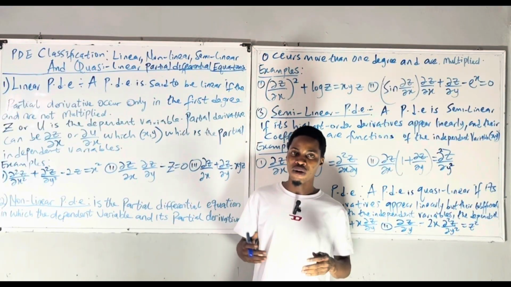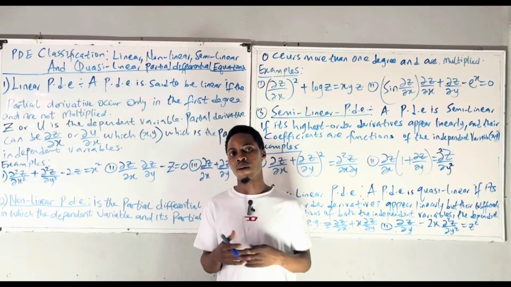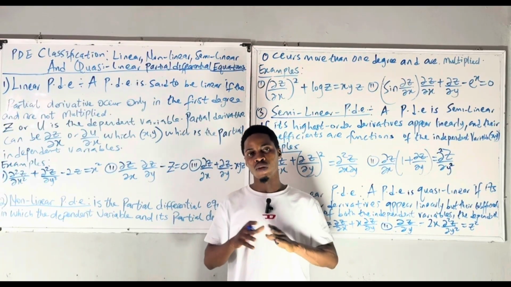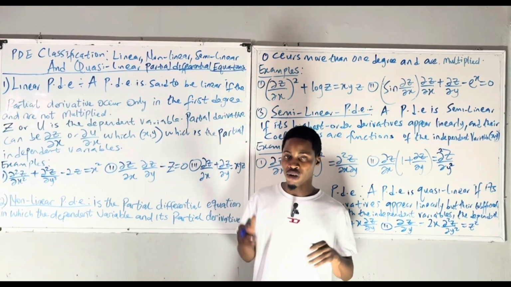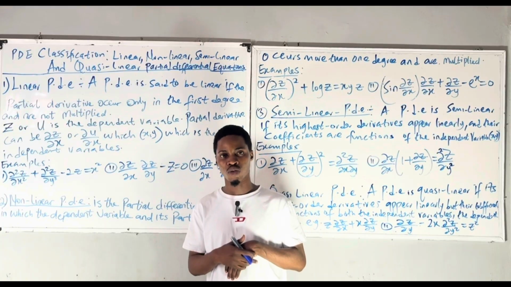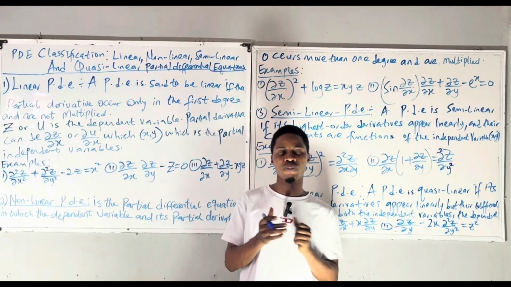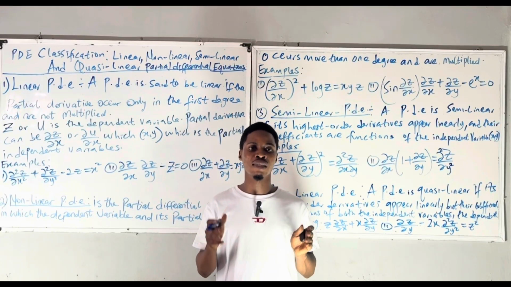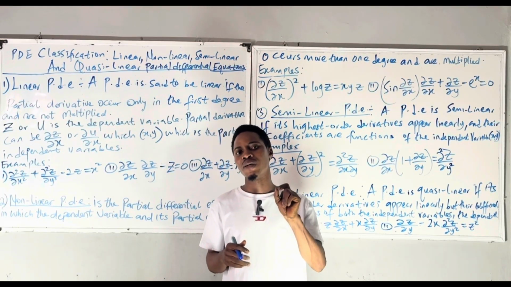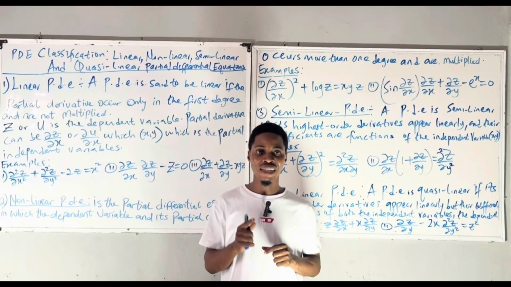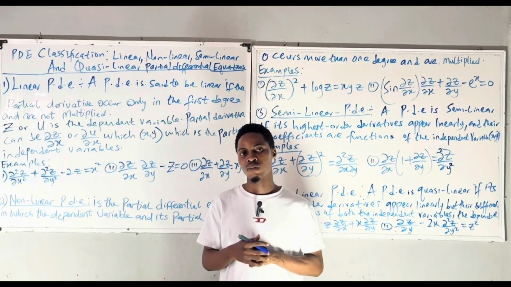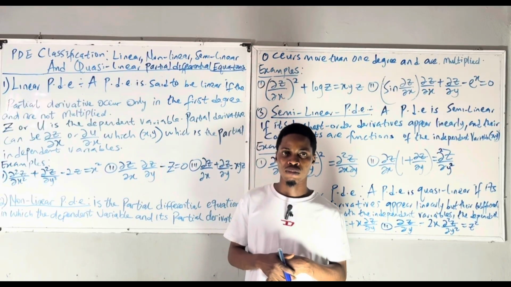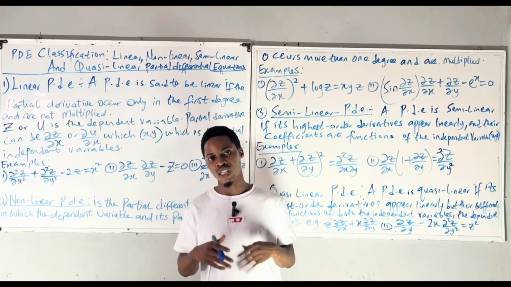Hello viewers, welcome back. In this video, we are going to talk about the classification of PDEs, which are linear, non-linear, semi-linear, and quasi-linear partial differential equations. So first of all, what do we call a PDE? A PDE is a partial differential equation. It is a type of differential equation in which the dependent variable depends on more than one independent variable. The dependent variable z or u can depend on x, y. So that is what we call a partial differential equation.